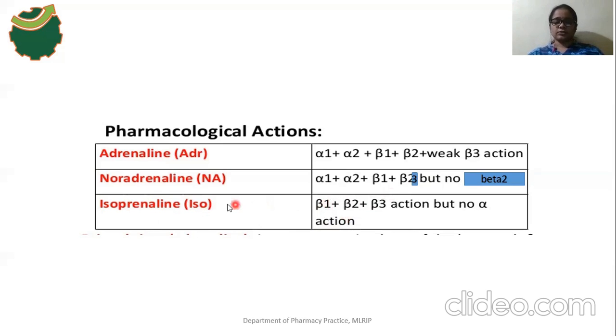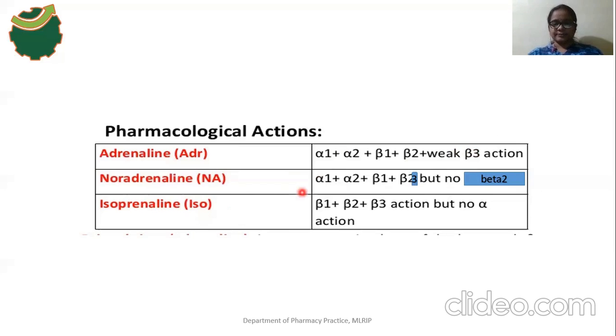So here, noradrenaline does not bind with beta 2 receptors. There is no effect of noradrenaline on beta 2 receptors. Adrenaline has less effect on beta 3 receptors. And in isoprenaline, there are no alpha actions, because this drug is only sensitive to beta receptors.